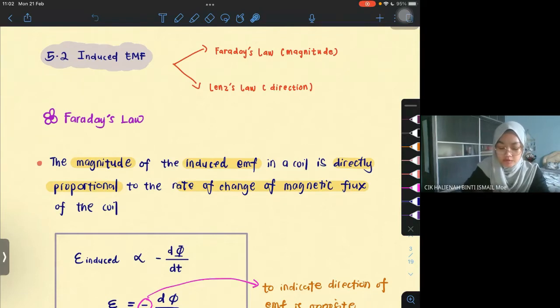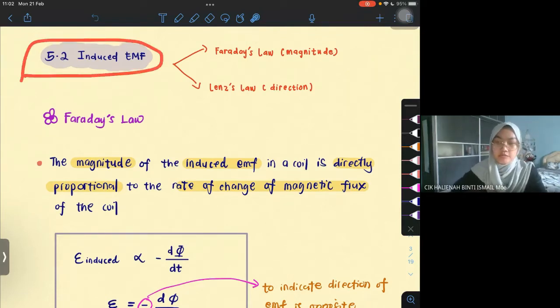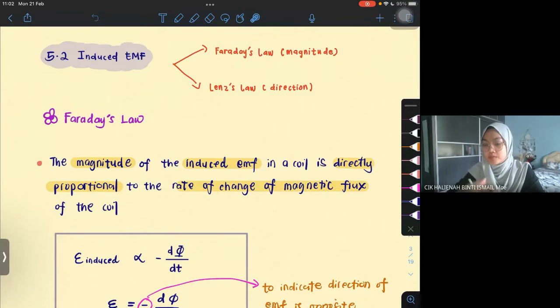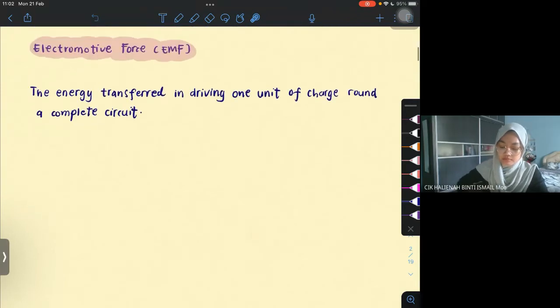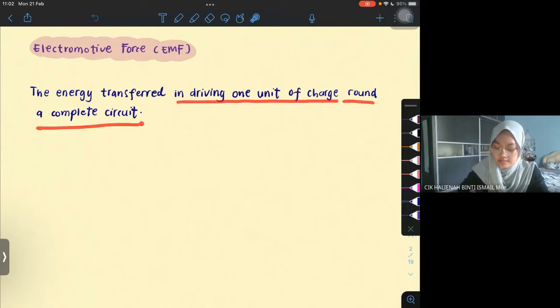Okay, before we go into detail what is induced EMF, kita recap dulu apa yang kita pernah belajar sebelum ni di dalam chapter 3, which is about EMF. Okay, EMF ataupun nama panjang dia adalah electromotive force. Walaupun nama dia force, it is actually not a type of force. It is, by definition, the energy transfer in driving one unit of charge around a complete circuit.